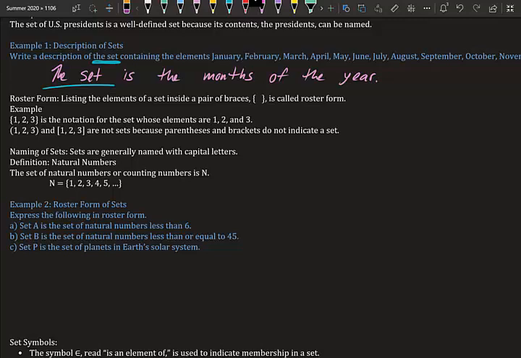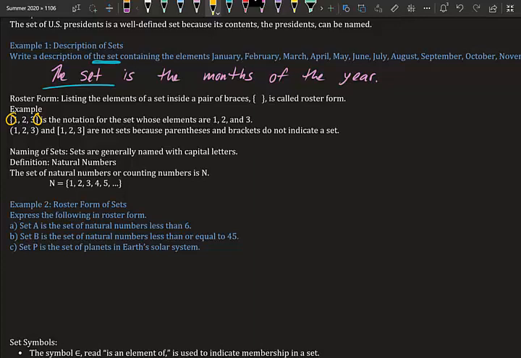So if you see those little braces, those little squigglies, those are called braces. This is the notation for the set whose elements are 1, 2, and 3. Parentheses 1, 2, 3, or brackets 1, 2, 3 do not mean a set. A set has to have the braces. If not, it's not a set.